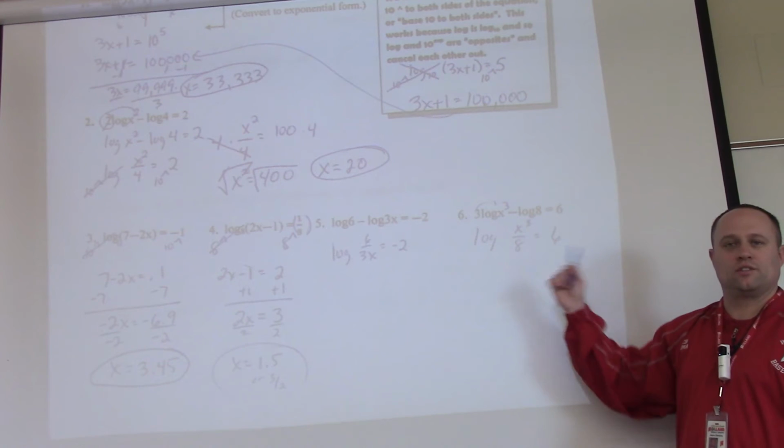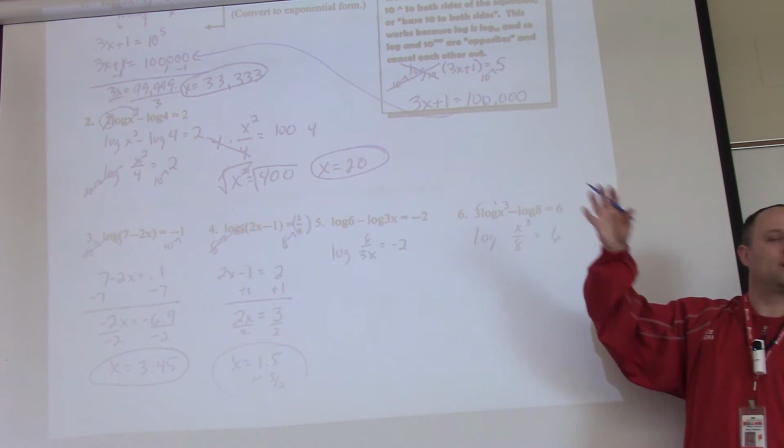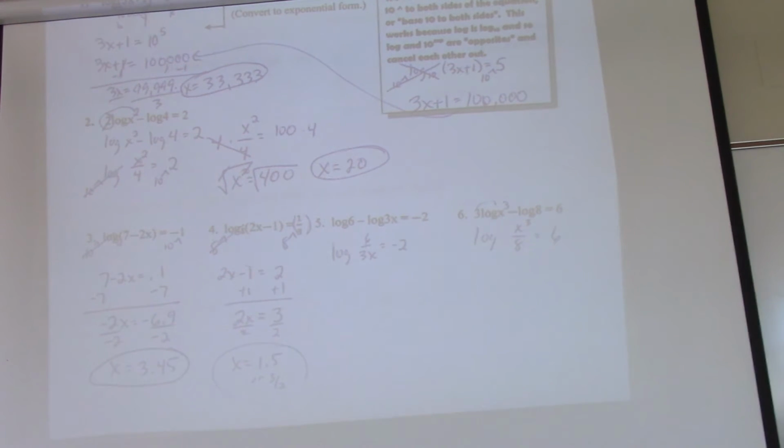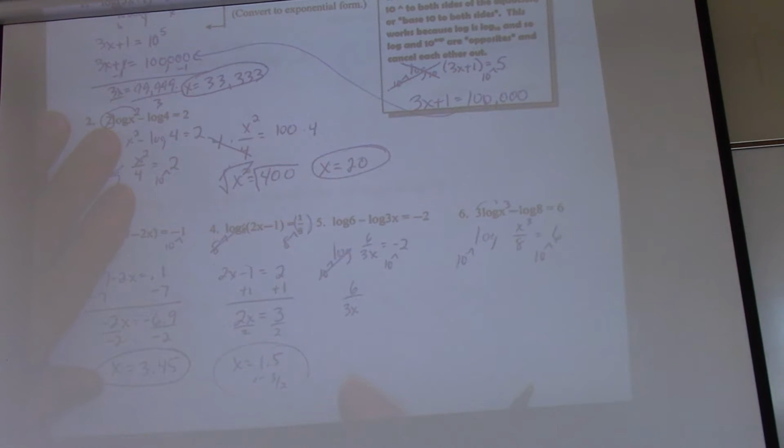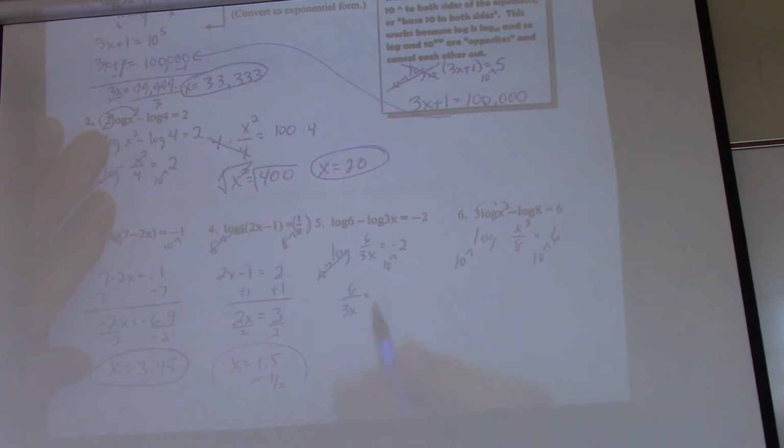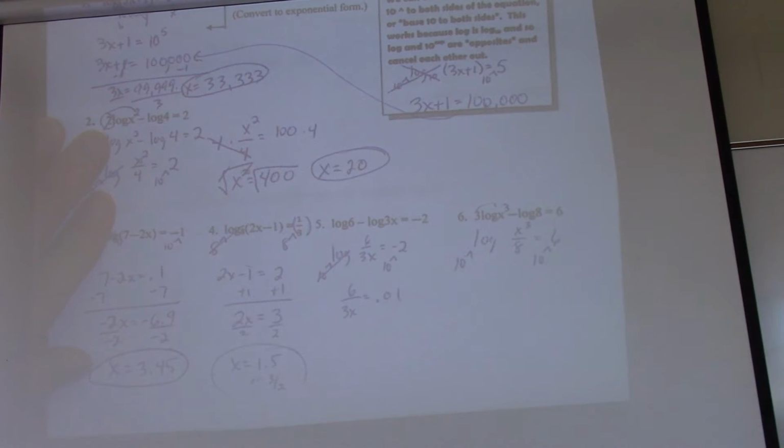How do I get rid of the logs? 10 to the power of, right? I'll call it the 10 thing, is what I keep calling it. So I'm going to do 10 to the power of this side and 10 to the power of this side. I'm actually going to do the same thing at number 6, 10 to the power of this side, 10 to the power of this side. These are going to cancel. 6 over 3x comes down. For a couple of people I said, let's reduce that. You don't necessarily have to. On the other side, you've got to plug it into your calculator, 10 to the negative second power. For those of you who did it, is it 0.01? Okay, so 0.01. I'm going to come back to that.